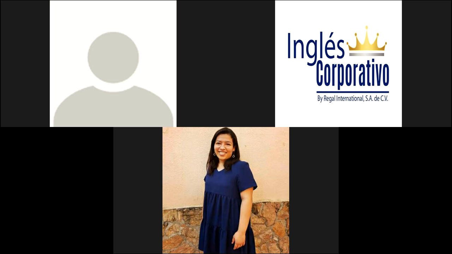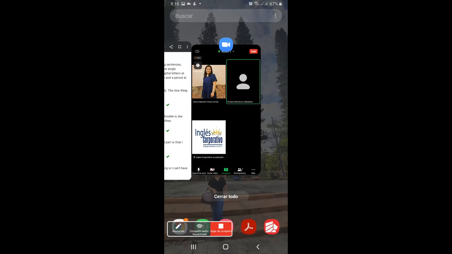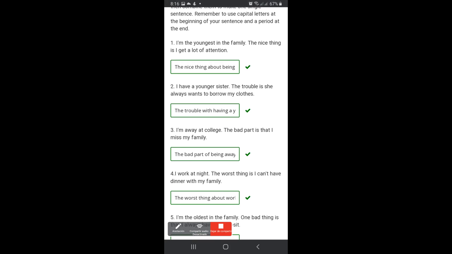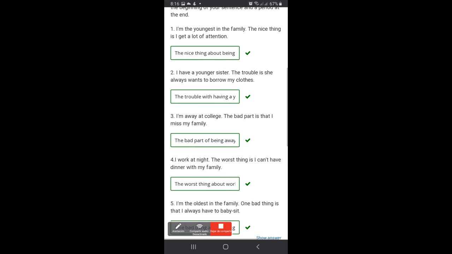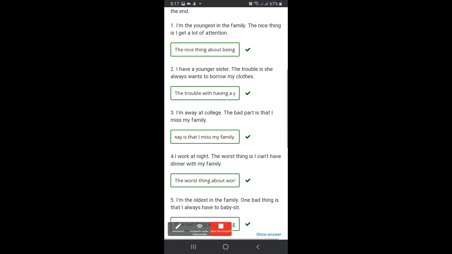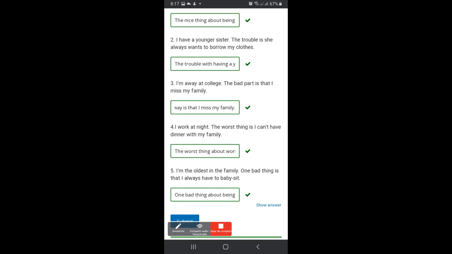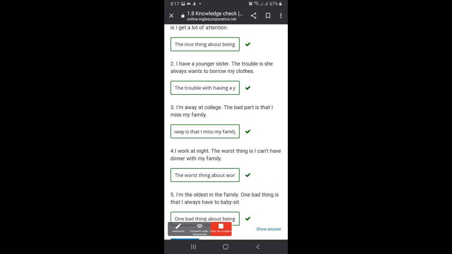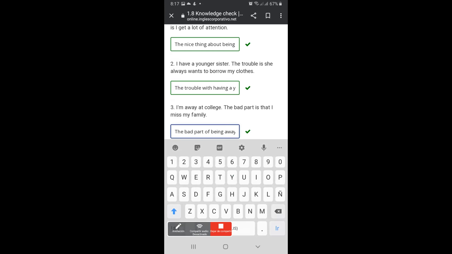Could you share your screen? Did you work on the knowledge check? Okay, give me a moment. But please, I have a problem with number 3. Is it without at or without at college? Without at college. Can you see my screen? Yeah. The bad part of being away is that I miss my family without at college. Okay. Oh, it's wrong. Again. Write it. He put it on the chat. Okay. The number 3.